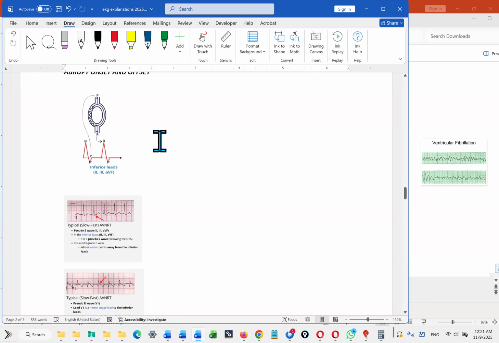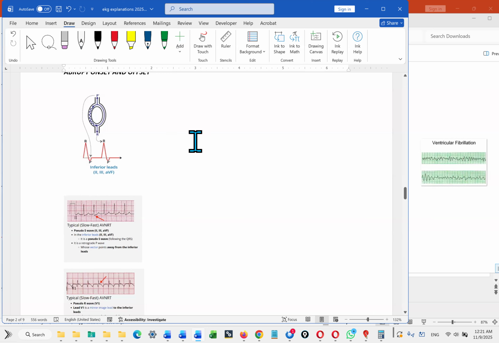Okay, so what we are seeing as a characteristic look is a pseudo S wave. Well, it's a P wave, but it's called a pseudo S wave because it looks like an S, right? So it's actually a P wave that's appearing right after the QRS complex, in which leads? Leads 2, 3, and aVF. So in 2, 3, and aVF, you see this funny looking S wave or a pseudo S wave, which is in reality a P wave.